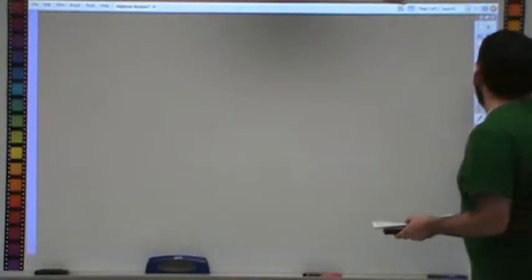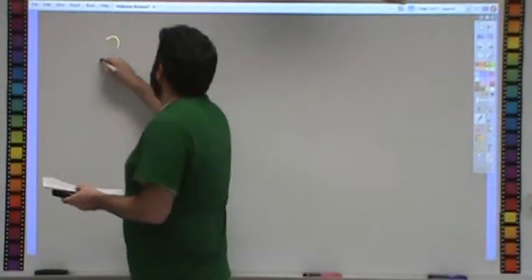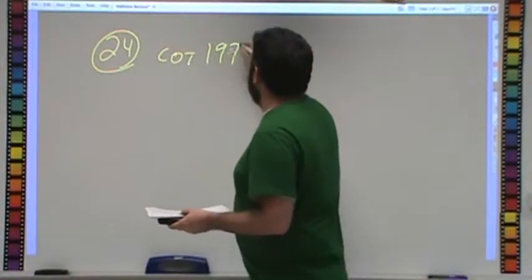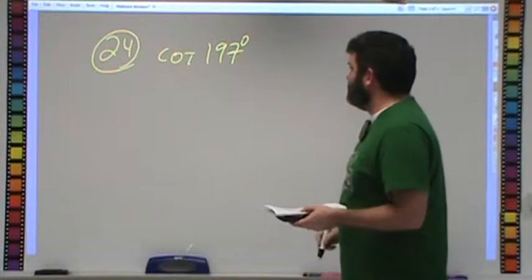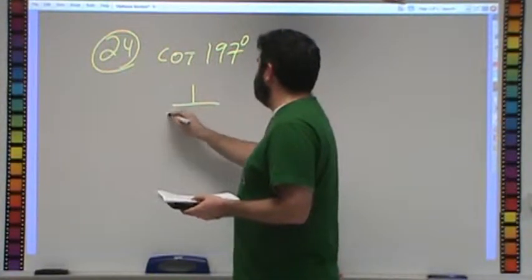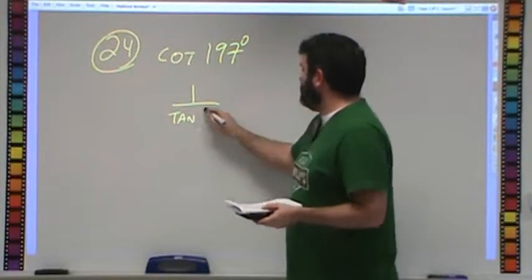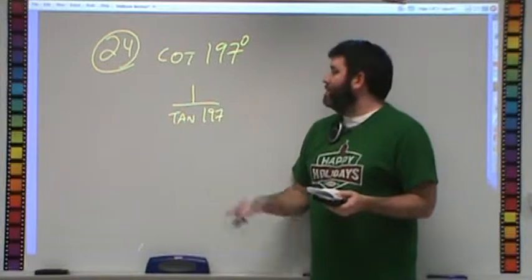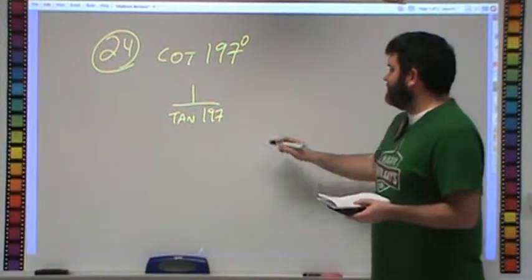24. 24 is cotangent of 197. Now we learned and especially reiterated in trig identities that cotangent is the same thing as 1 divided by tangent. With that being said, that's exactly how I'm going to type it into the calculator. 1 divided by a tangent of 197.